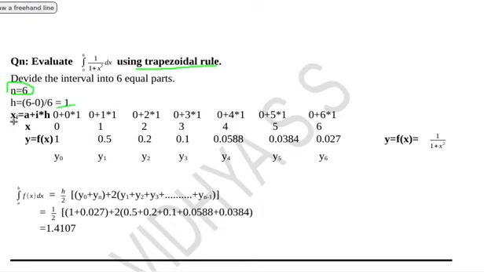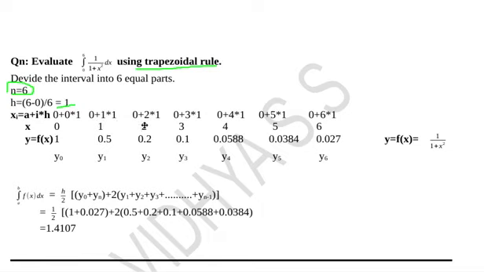Then I need to find each value of xi in order to find the value of yi. So xi can be calculated using the formula a plus i into h. Here a is the lower limit, that is 0. For the first term x0, i is 0, so 0 plus 0 into 1, and I get the value of x0 as 0. Then I need to find x1. x1 is 0 plus 1 into h, and h is 1, so 1 into 1, that is 1.